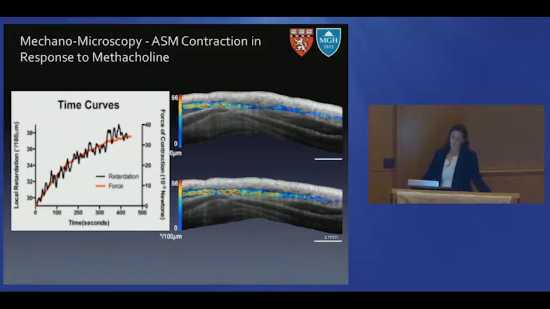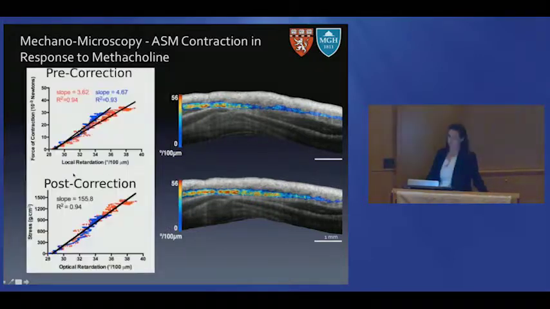And this is what we got from this very first experiment, which we were very surprised about. So that local retardation, that magnitude of that phase delay essentially, was plotted here in black against time. And in red, you've got the force of contraction as measured by that force transducer in time. And you can see that they nicely track one another.